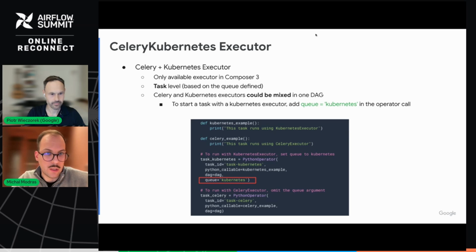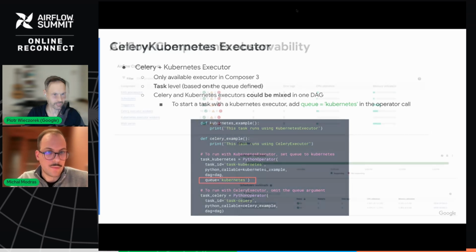So as mentioned, this new executor is only available in Composer 3. One interesting feature is that you can actually mix them within a single DAG. So if in a complex DAG you have some simple tasks to be executed, or some tasks that require low latency, you might want to run them using Celery, and in the same DAG you can have some heavy tasks that you would delegate to Kubernetes directly.